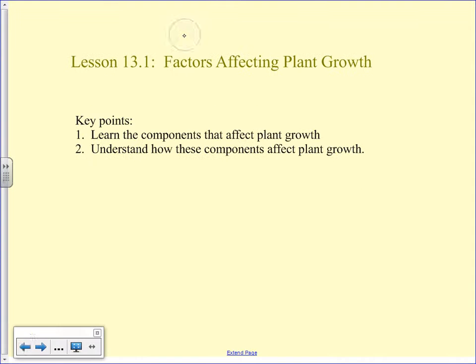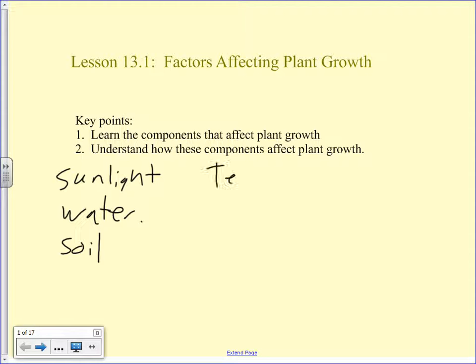Okay, so looking at factors that affect plant growth. Let's quickly brainstorm here. What are some things that might affect the growth of a plant? Sunlight. Yeah, absolutely. Don't cheat by looking ahead in your notes. Water. Yeah, absolutely. Temperature is a big one. Absolutely, altitude affects it, yep.